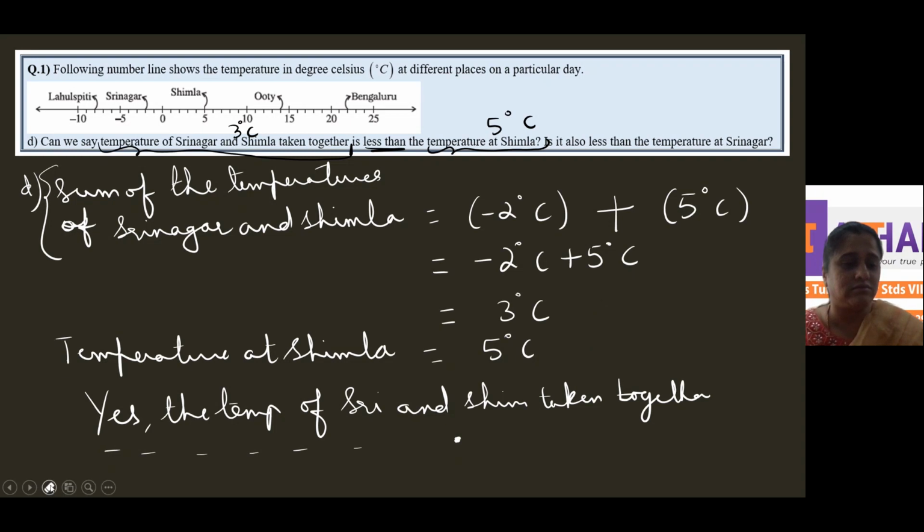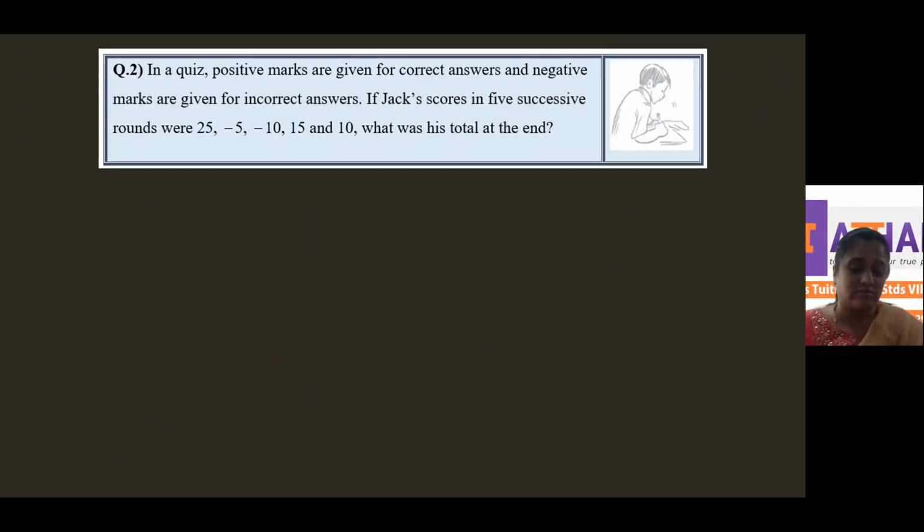All right. What do these dots mean? I just put dots, what does this mean? I have to complete this. Yes, the temperature. Anirudh, tell me what it is. Taken together. Less than the temperature at Shimla. That is how we have to complete it. That is why I did not write it and just put dots. All right. So that's about the first.